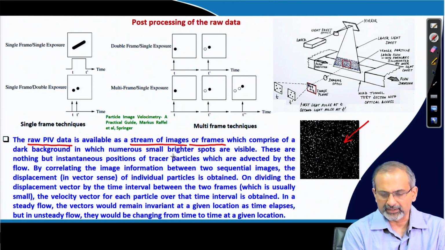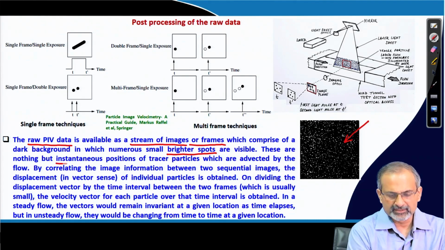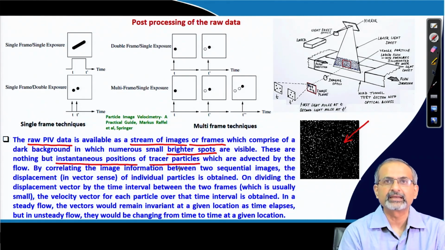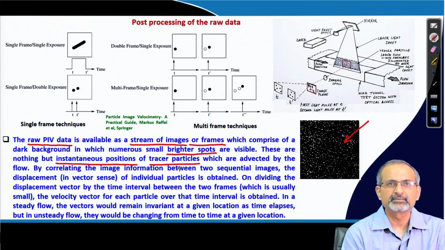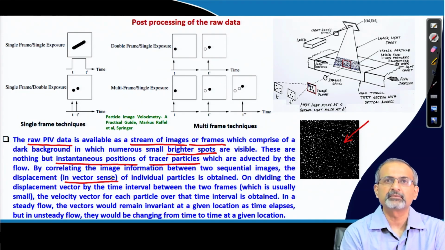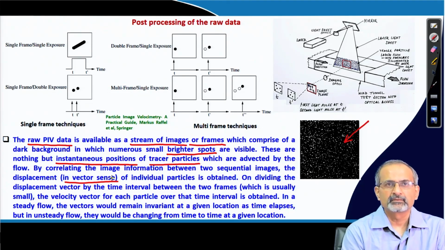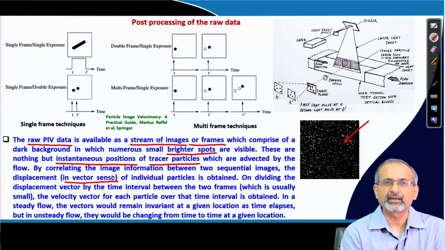And what you see as the brighter spots, of course, are the instantaneous positions of the tracer particles which are getting advected by the flow. By correlating the image information between two sequential images, the displacement in a vector sense, which includes both magnitude as well as direction of the individual particles, can be obtained. Once you get the displacement vector, you can divide that by the time interval between the two frames, which is usually small. The velocity vector for each particle over that time interval would thereby be obtained.